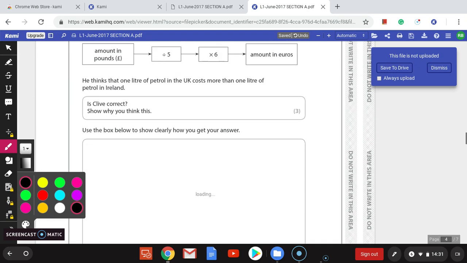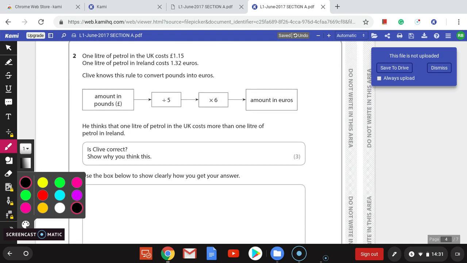Okay, moving on to question 2. So question 2 is what we call a function machine question. Function machines are a bit like conveyor belts in factories. What I mean by that is when you have a conveyor belt in a factory, you put something in at the beginning and you expect to get something out of the end.